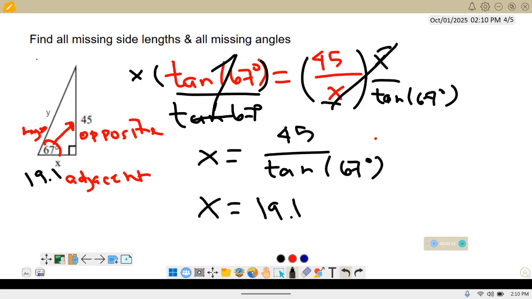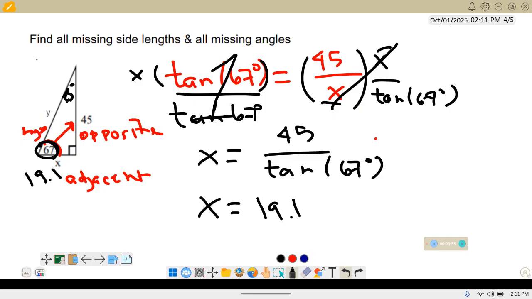If we know that this piece here in the corner is 67, I know that my three interior angles of a triangle have to always add up to 180. That means this angle has to be 23 degrees. I am sorry, that is not legible, but that's what it is.